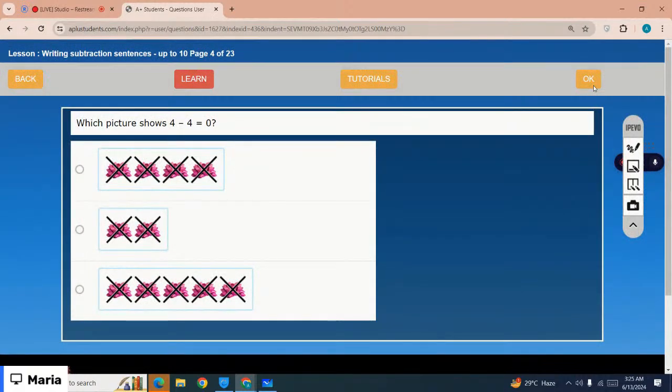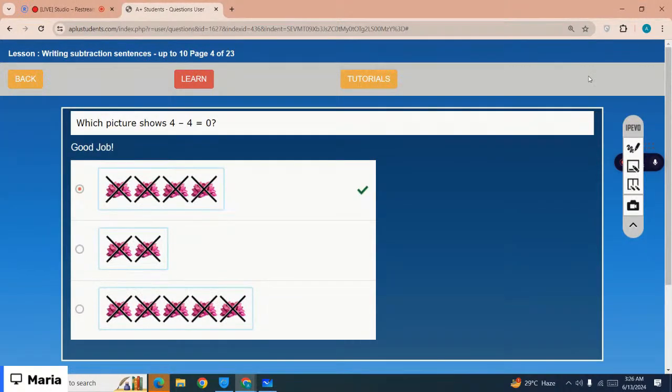Picture shows 4 take away 4 equals 0. Which is the correct option? That is option number 1 is the correct option. You have 4 flowers. They all are crossed and you are left with 0. So option number 1 is the correct option. That would be 4 take away 4 is 0.